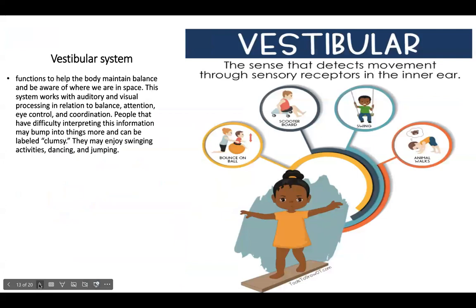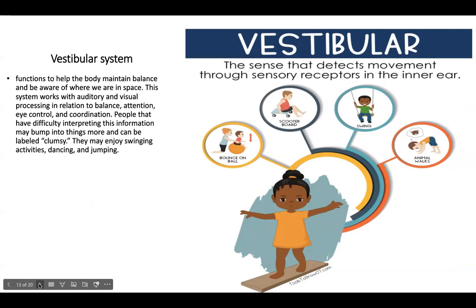So the next is the vestibular system, and that's a sense that detects movement from your inner ear. It gives us feedback about where we are in space, and it really works closely with our hearing and also our vision to help us with our balance and our visual attention to tasks.